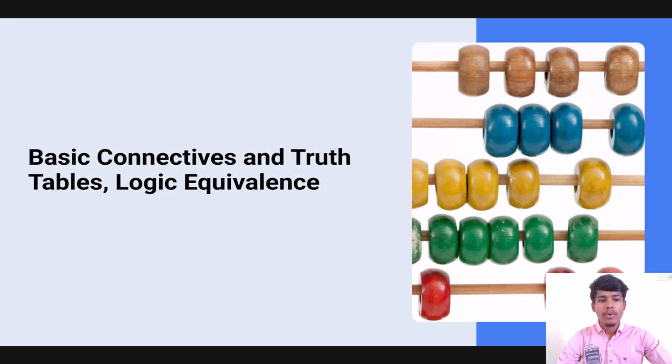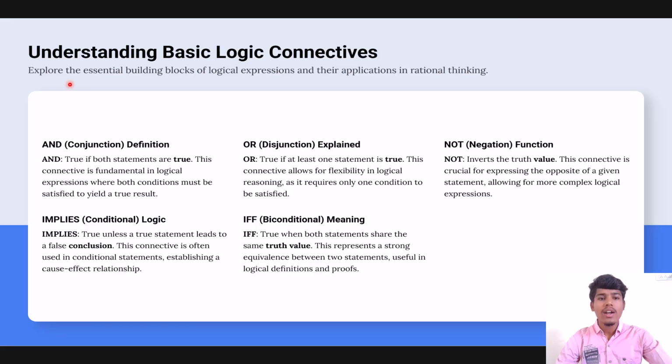Today I am going to discuss a course called DMS, Discrete Mathematics. In that, my topic is Basic Connectives, Truth Tables and Logical Equivalence. Understanding Basic Logical Connectives: explore the essential building blocks of logical expressions and their applications in rational thinking. In this, there are five connectives: and, implies, or, if and only if, and not. Let us discuss one by one.